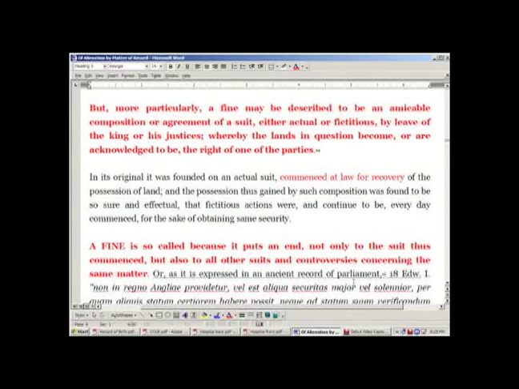You know, it should not be contentious. Either actual or fictitious. You were born, that was actual. Fictitious is this landed estate that's been created on a piece of paper.